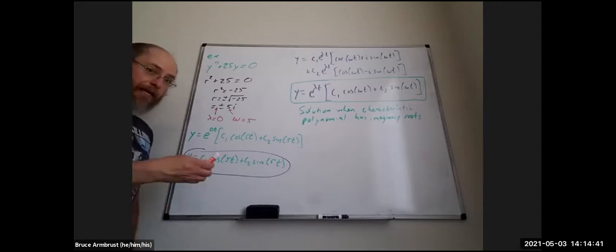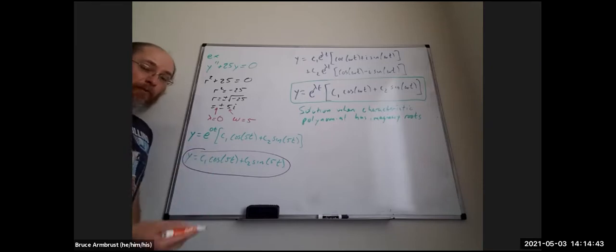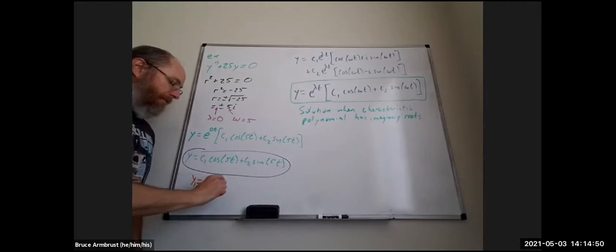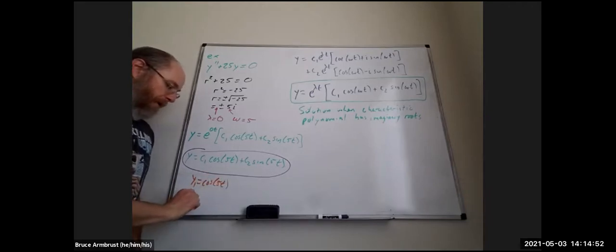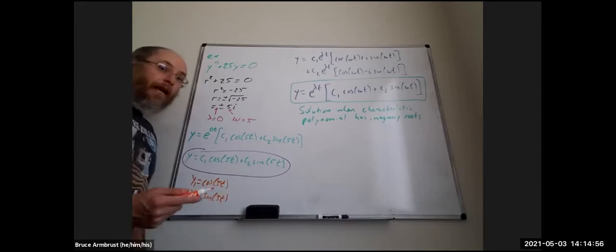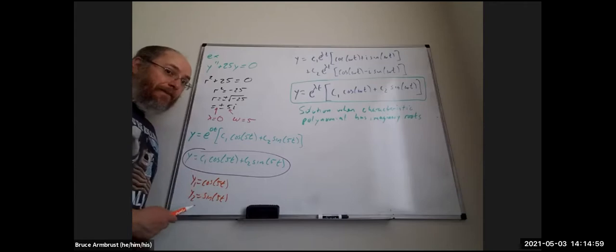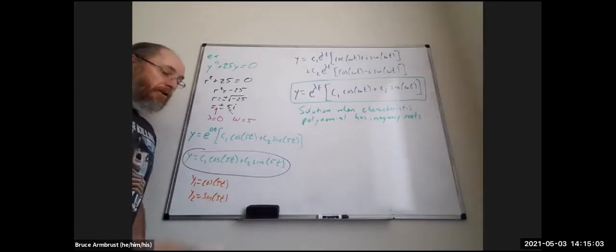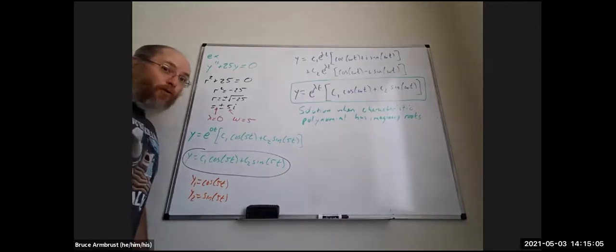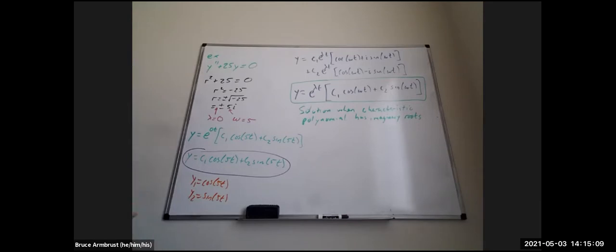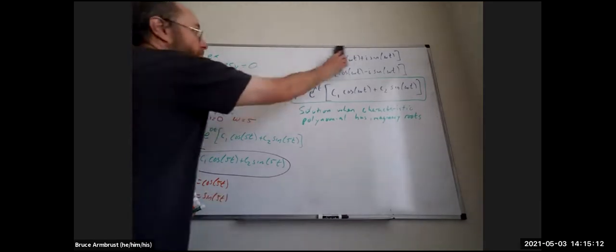And if we wanted to get back into the language we were talking about before with fundamental set and all that, here are your two functions. y1 is cosine of 5t, and y2 is sine of 5t. Those are a linearly independent set of functions that give us all possible solutions. And it's really easy to check them, right? Let's just check that sine of 5t real quick against this differential equation.